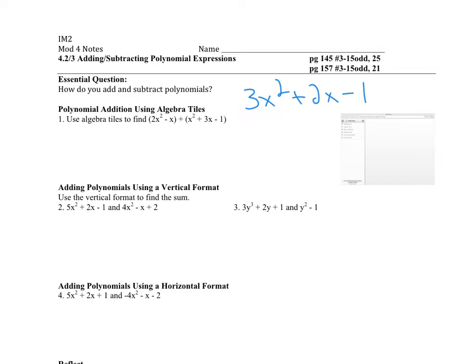Now, we don't always want to use algebra tiles. They are helpful. You can draw them out as well if you don't have the technology to use it to visually see how things go together. But it's not always the quickest method. So we have a couple other methods here. So one of them is using a vertical method, which you learned like in elementary when you did some basic stuff of 2 plus 3 is 5. You just add it straight down. So we'll do a similar thing here.